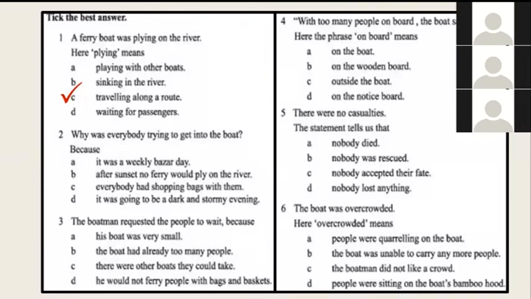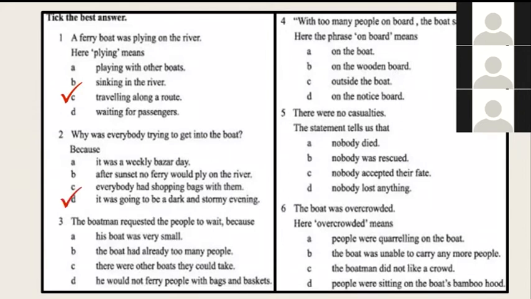No, sir. Thank you. So it was going to be a dark and stormy evening. It was a weekly bazaar day. That's why they're rushing on the boat. After sunset, no ferry would ply on the river. Jamil was waiting for another trip, right? So everybody had shopping bags with them. Jamil also had shopping bags with him. He didn't rush. The correct answer would be it was going to be a dark and stormy evening.